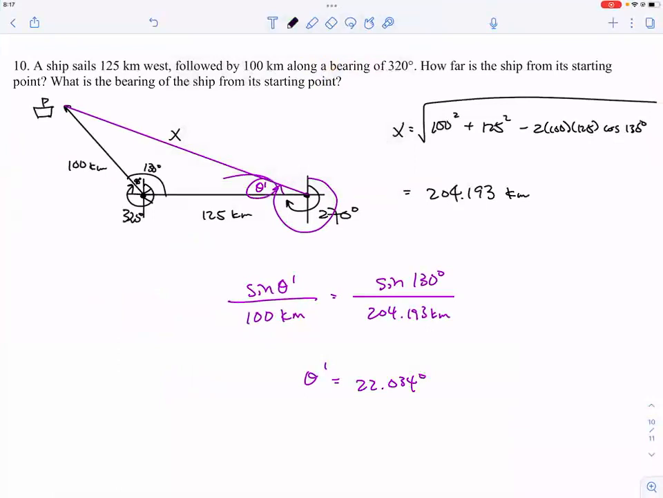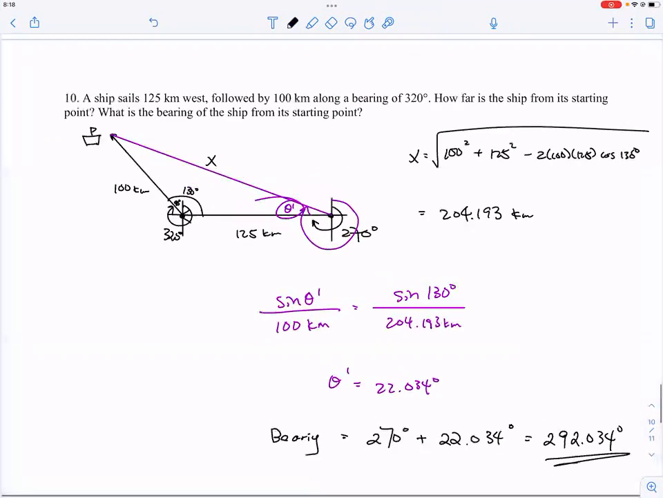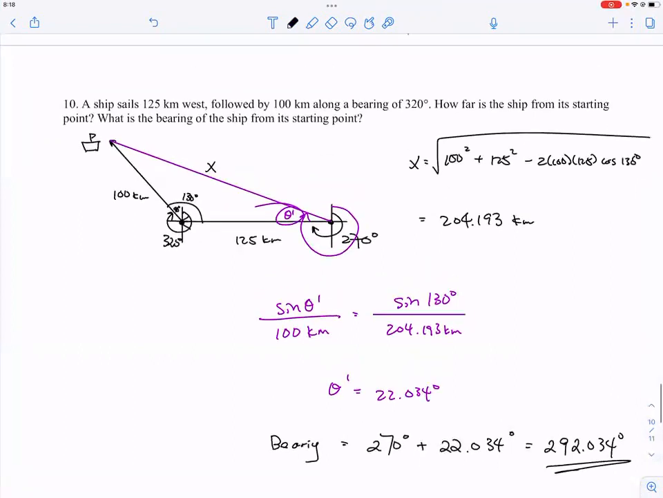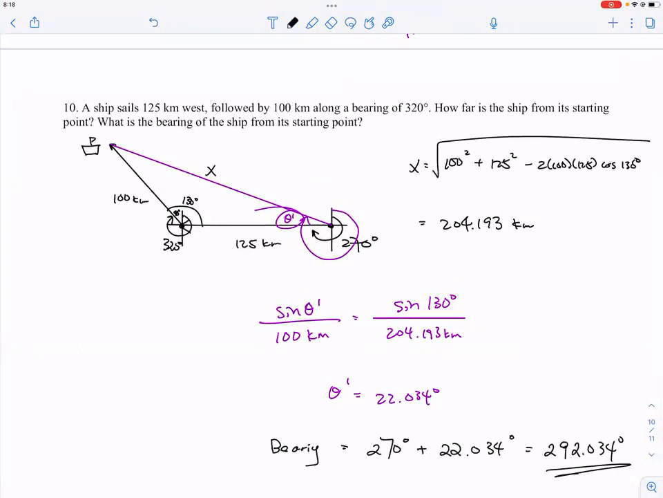So the actual bearing is 270 degrees plus 22.034 degrees, which is 292.034 degrees.